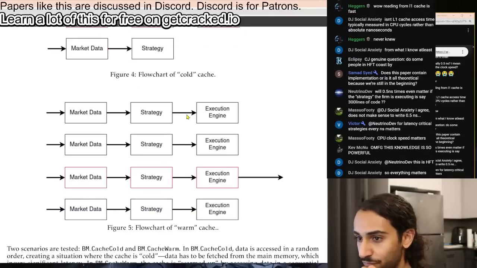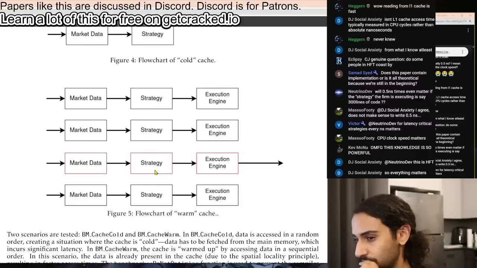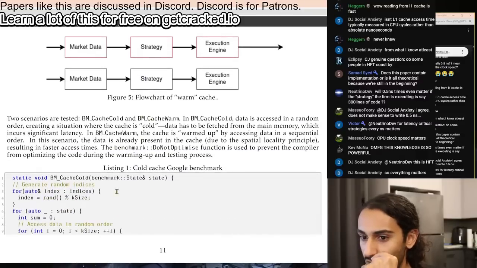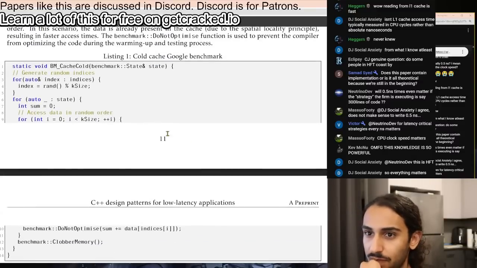This is the warm flow. Market data, evaluate the strategy. Execution engine, but don't send it out. Market data, strategy, execution engine, don't send it out. Here you actually do send it out. Okay? So here are two scenarios that are tested: cache cold and cache warm. And then they benchmark these two.